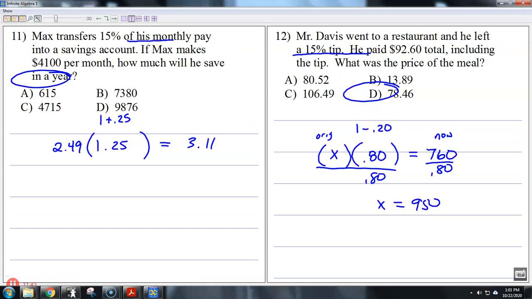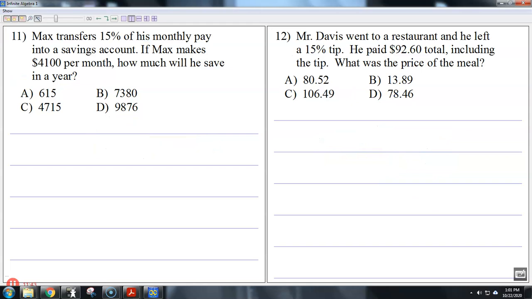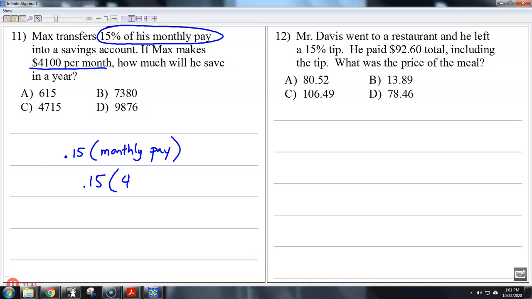Number 11. Max transfers 15% of his monthly pay. So that's going to be 0.15 times his monthly pay. Because when you want to find the percent of something, you multiply. And he makes $4,100 per month. Pretty good job, over $1,000 a week. So 0.15 times 4,100. That's his month. And 0.15 times 4,100 is $615. So that's how much he's saving per month.